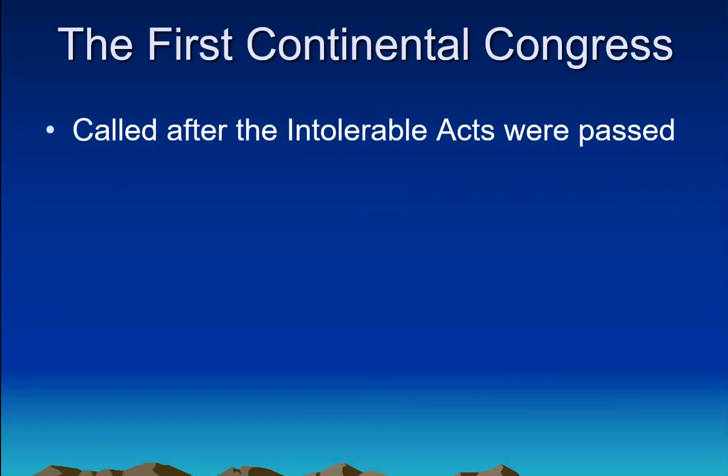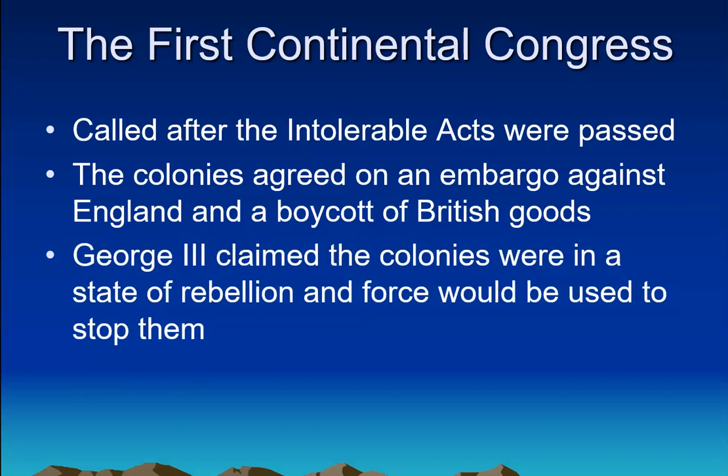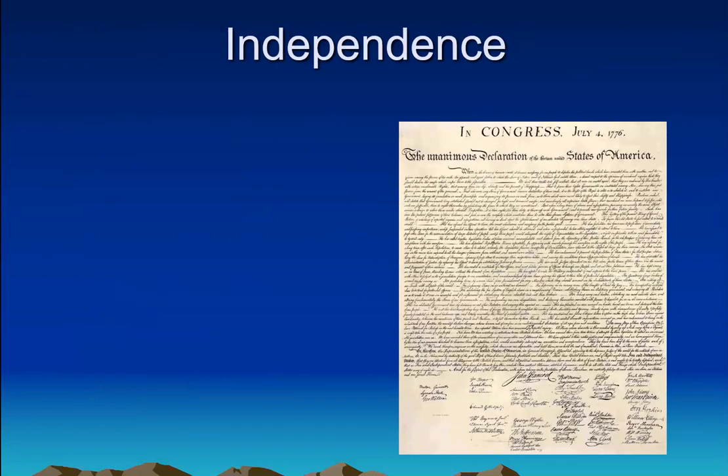So, after the Intolerable Acts were passed, the First Continental Congress was called. The colonies agreed on an embargo, basically like a mass boycott against England and a boycott of British goods. So they refused to sell goods or ship goods to England, the mother country, and they refused to buy British goods. George III said at this point the colonies are in a state of rebellion, and force would be used to stop them. So April 19, 1775, the first battle of the Revolutionary War occurred.